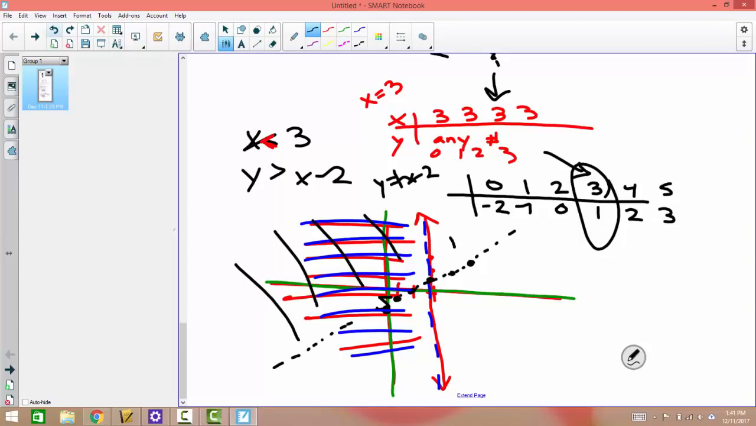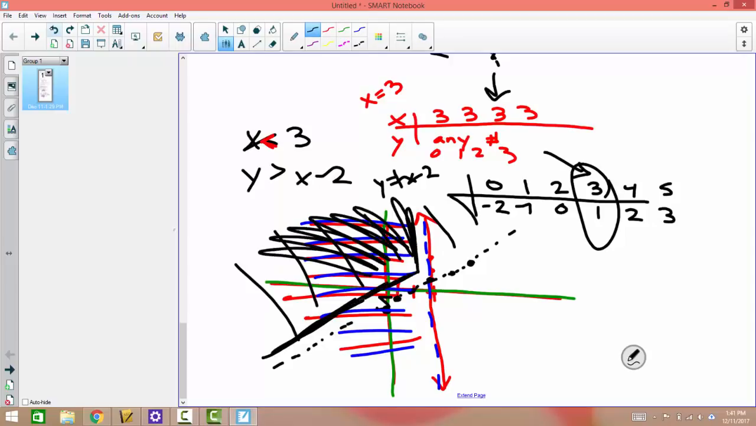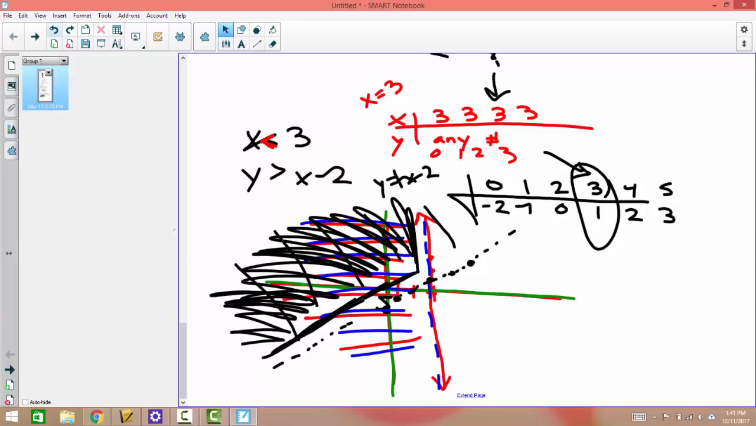So the double shaded region, I have every color already used. The double shaded region is, again, not the dotted lines, but everything in here. So every ordered pair in this region is a solution. So do you think over 0 up 5 is a solution? You betcha. It's right around in here. So that's going to satisfy both if you plug it in.